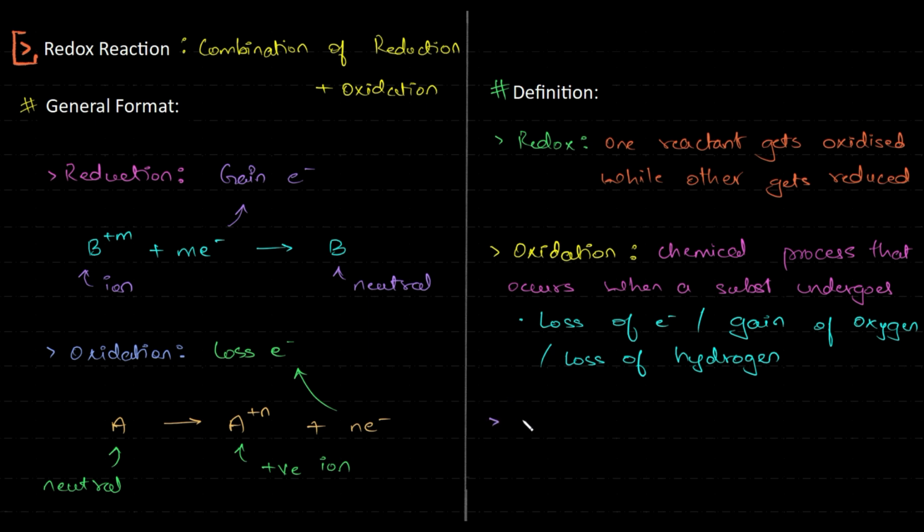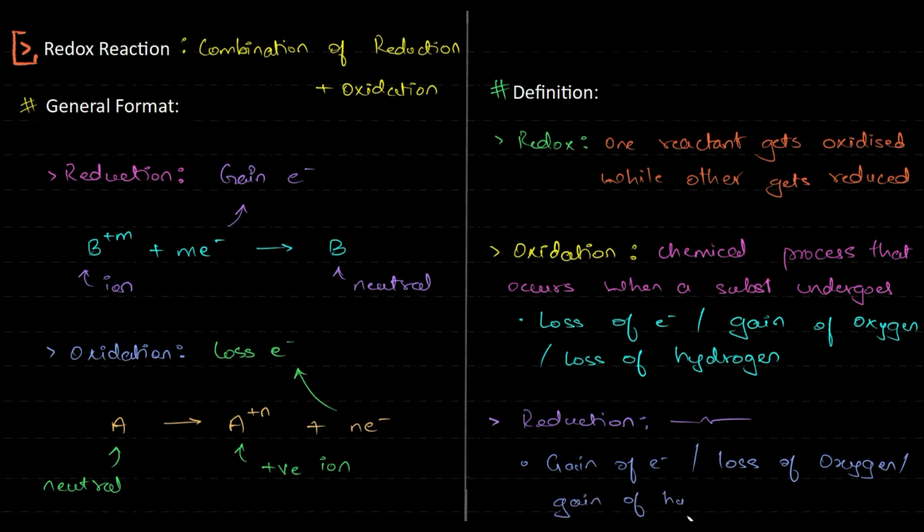Okay, while your reduction is the same phrasing at the start, here we have gain of electron, or opposite of that, loss of oxygen, or we have gain of hydrogen. We'll understand why it is so. If any one of this happens, it's equivalent to gaining of electron, and if this happens, it's loss of electron. Why, how is it related? That's what we're looking at.